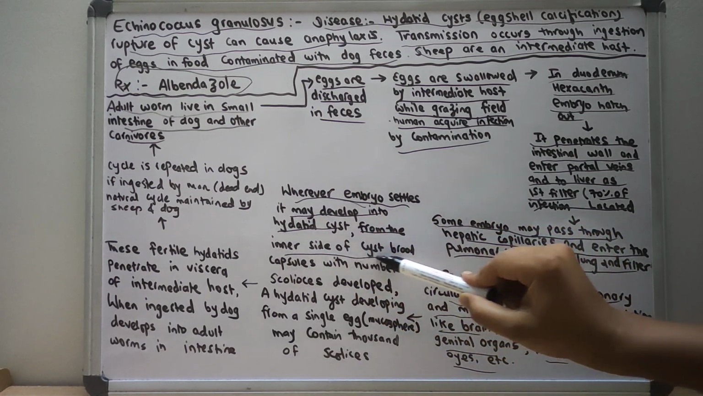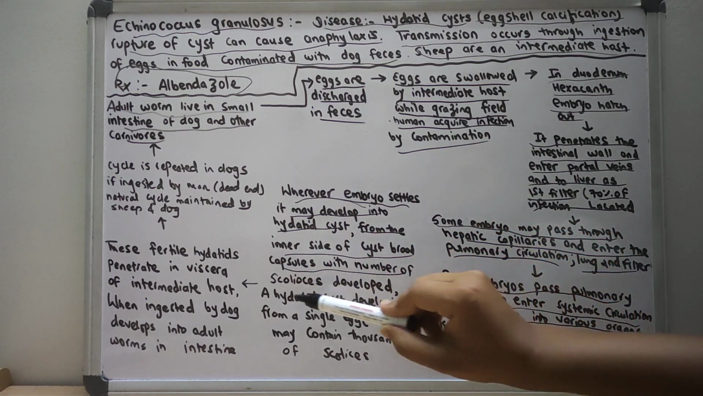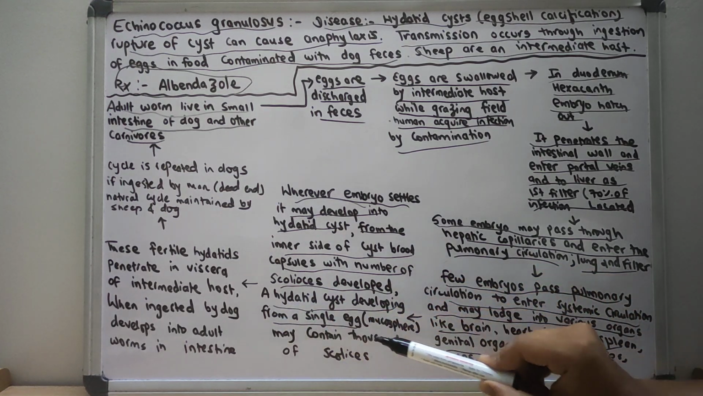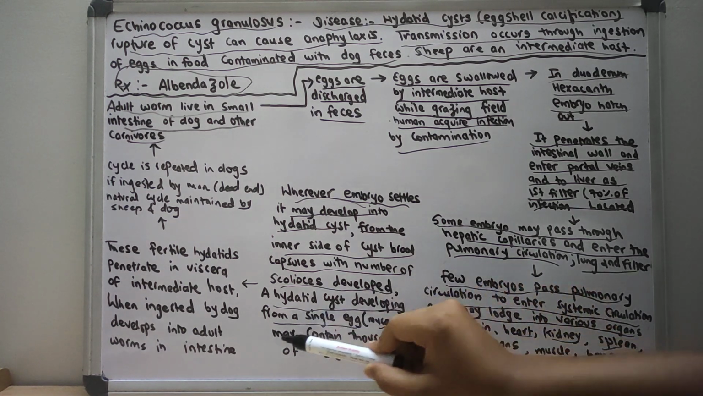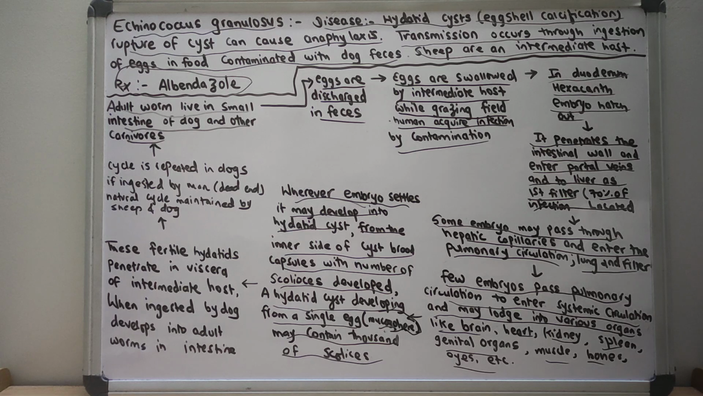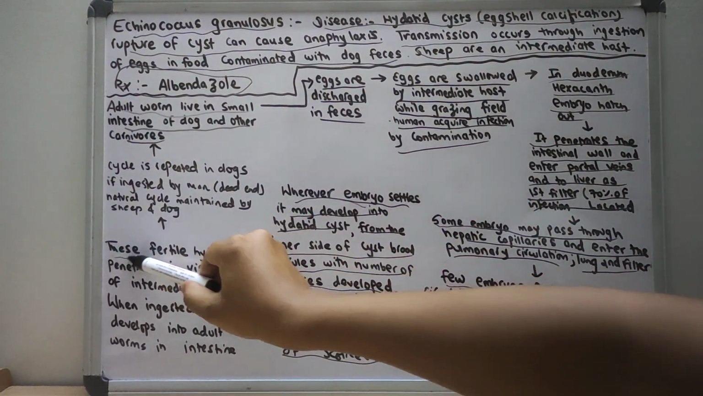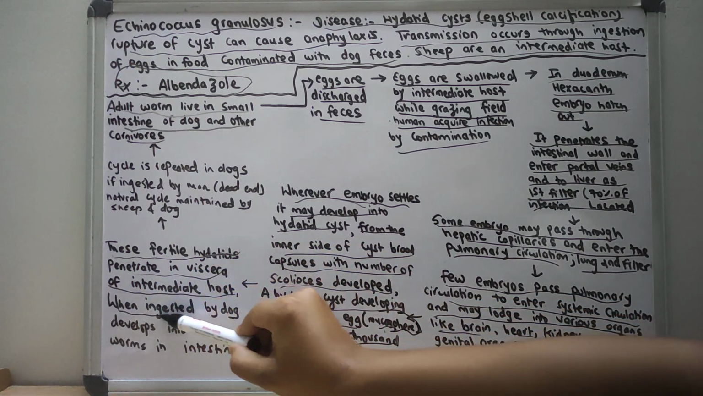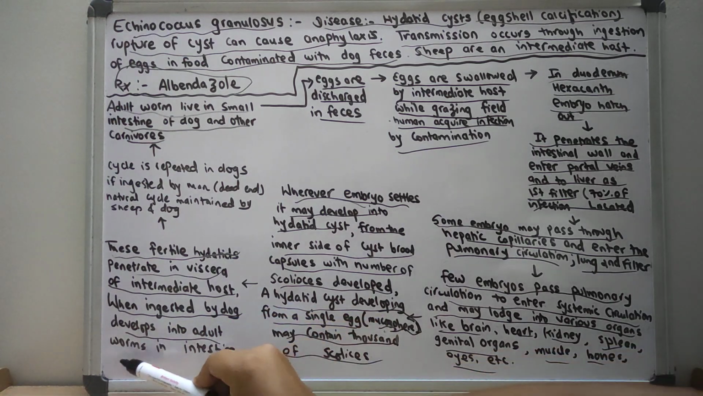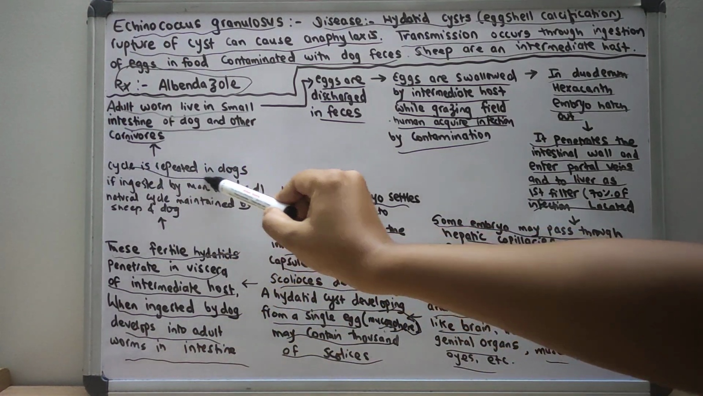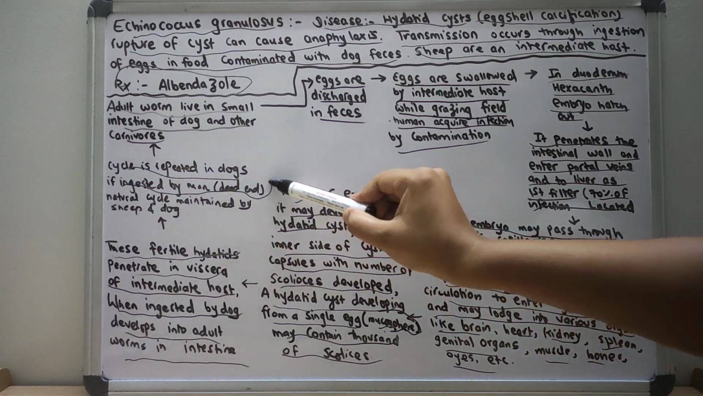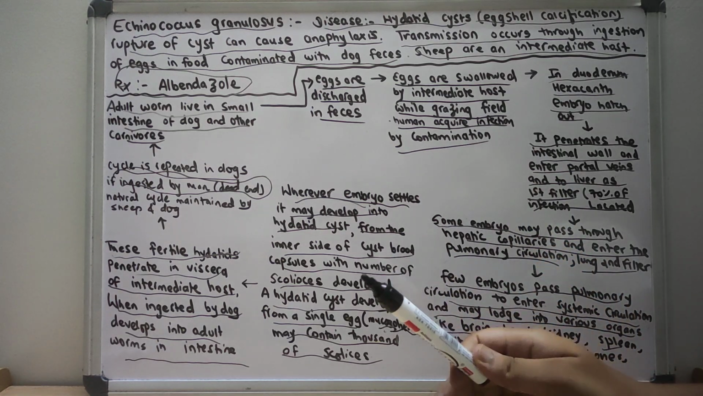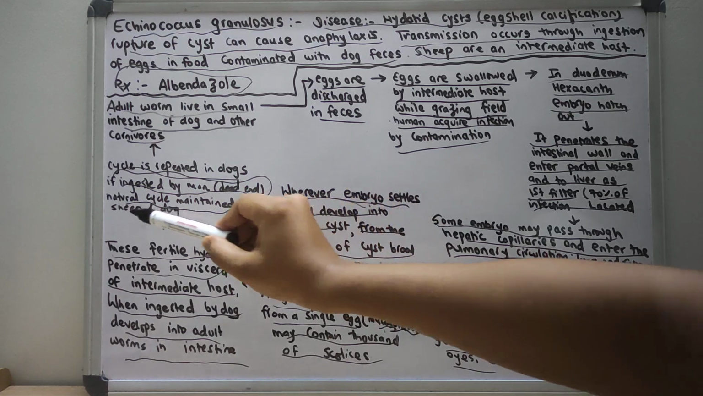So from the inner side of the cyst, the brood capsule with the number of scolices develop. So you have to know that a hydatid cyst developing from the single egg, that we know as the mucosphere, may contain thousands of scolices. So these fertile hydatids penetrate in the viscera of the intermediate host, and when ingested by a dog, they develop into the adult worm in the intestine, and that cycle is repeated in the dogs, and if ingested by the man, that could be the dead end, until and unless there is that cannibalism, and the natural cycle is maintained by the sheep and dog.